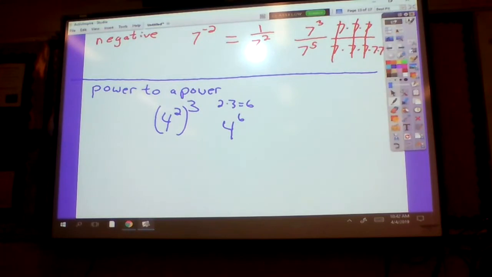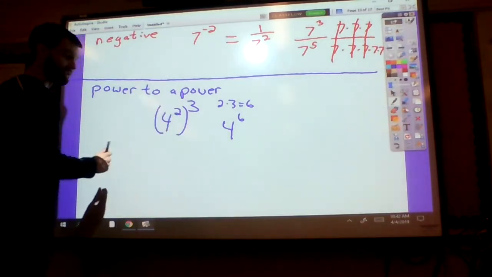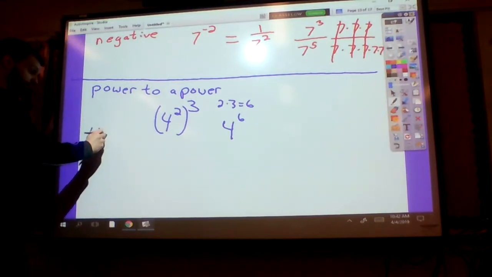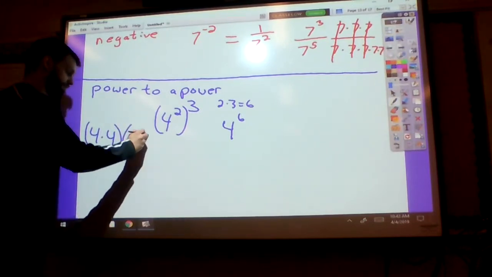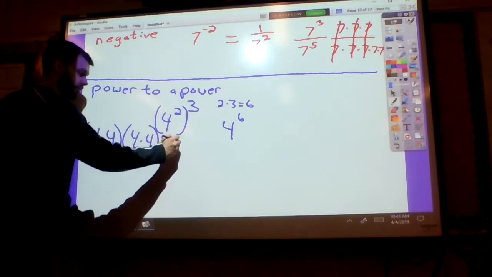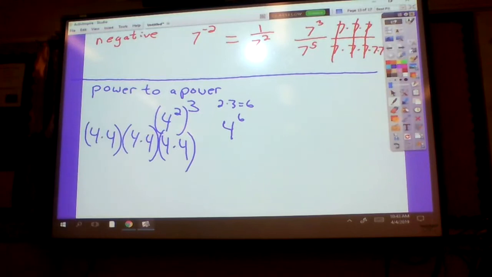Again, I could prove this. We can write everything that's inside the parentheses, which is 4 times 4, and I'm going to write that 3 times. One, two, three, four, five, 6 fours. Okay?